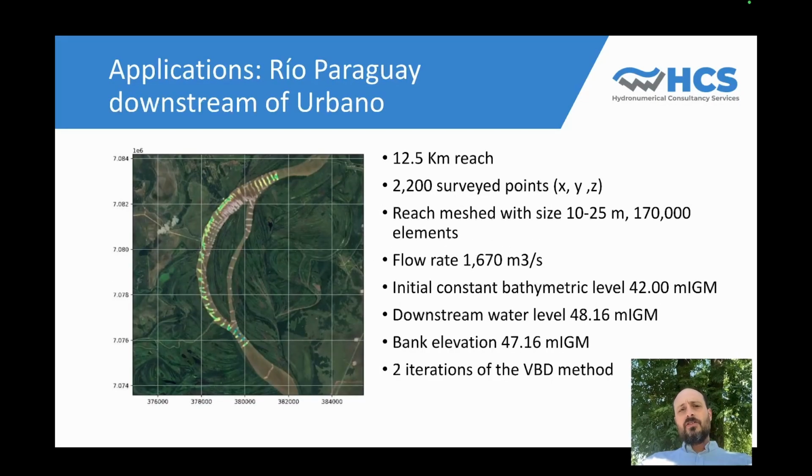A couple of applications. The first one is to this reach of the Rio Paraguay near Urbano. It's a 12-kilometer reach with 2 thousand surveyed points. We meshed it with a triangular mesh between 10 and 25 meters in length. We imposed a typical flow rate and typical water levels on the downstream side, also a level for the banks, and we applied 2 iterations of the method.